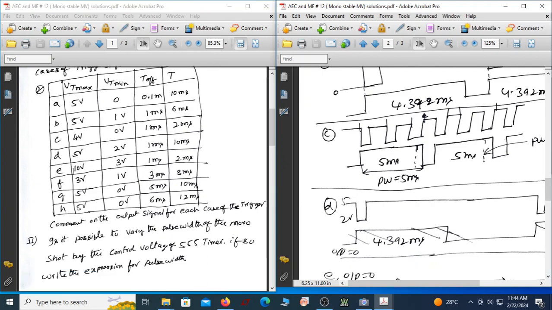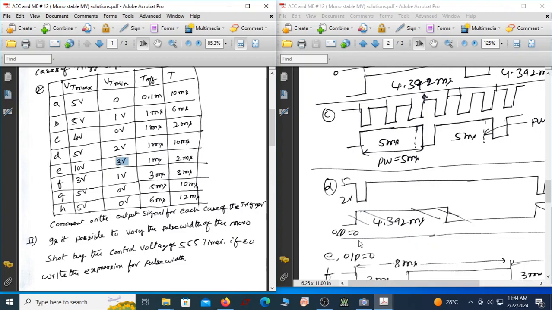Then you see the E case. In this case also, since the trigger signal minimum is 3 volt, whatever the maximum value, since it is not less than VTL, output is again 0 here. It's not going to the quasi-stable state at all.